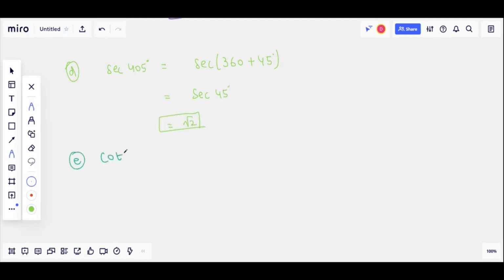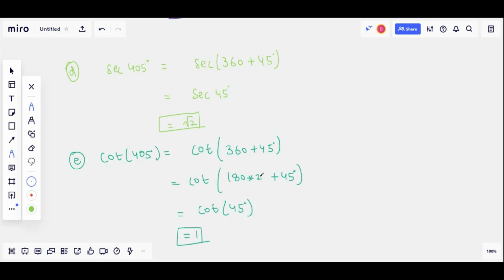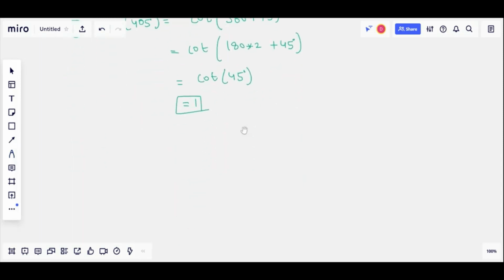Next one is cot of 405 degrees. Again, procedure remains the same, but the only difference is the time period of tan or cot is 180. So if we write this as 360 plus 45, we need to remember that this 360 is actually 180 times 2, because that is the format of the formula. And tan of 180k plus theta is nothing but tan, or whether it's cot, so it is cot of theta, which is cot of 45, and cot 45 is nothing but 1. Let's move ahead with the other examples.